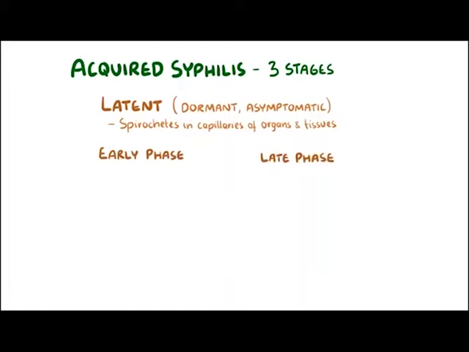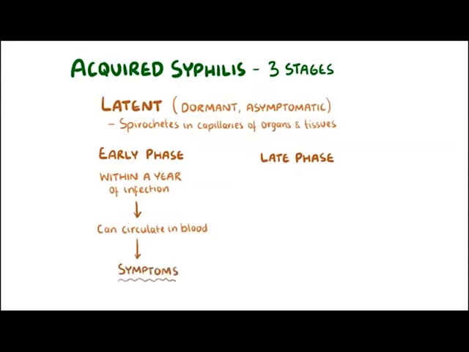Early latent syphilis occurs within a year of infection, and during that time, the spirochetes can re-enter the blood. So this means that during early latent syphilis, they can still be found circulating in large numbers in the blood, causing symptoms of secondary syphilis. However, the late latent phase is generally after a year, and that's because the spirochetes generally stay within the tiny capillaries of various body organs and tissues.